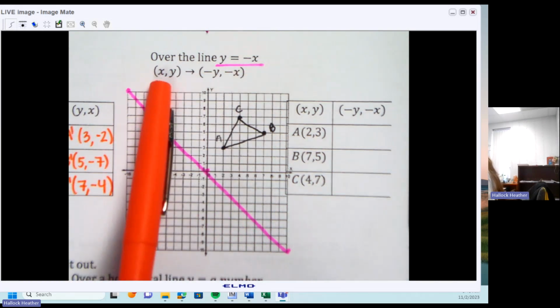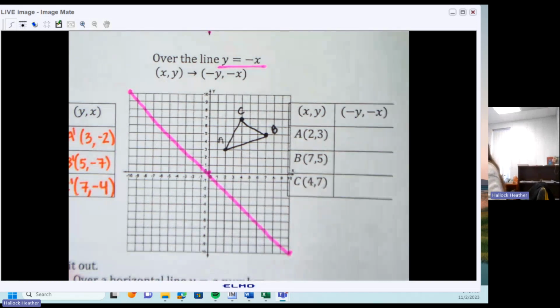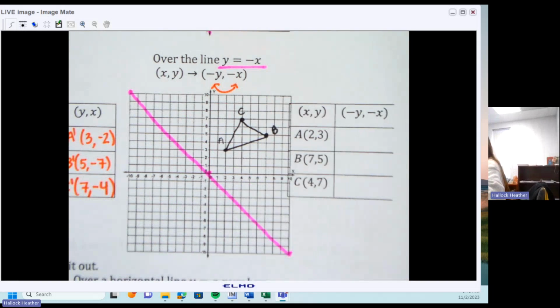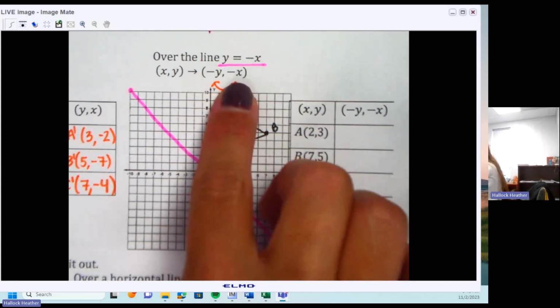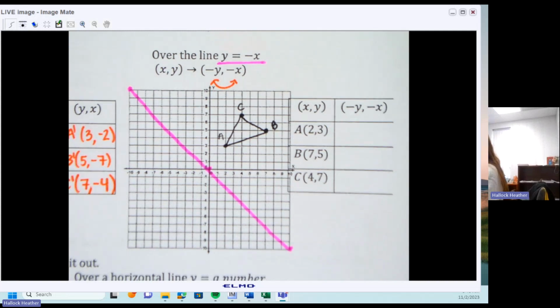So my coordinate point xy, just like last time, is flipping the places. So it's flipping the coordinate. And what it's doing is it's making it negative. It makes sense because it's a negative line. It's decreasing from left to right. So not only are we flipping our coordinate point, we are also switching the sign. So we flip and we switch. Flip the coordinate point, switch the sign.